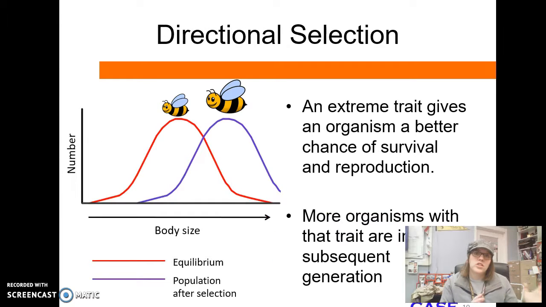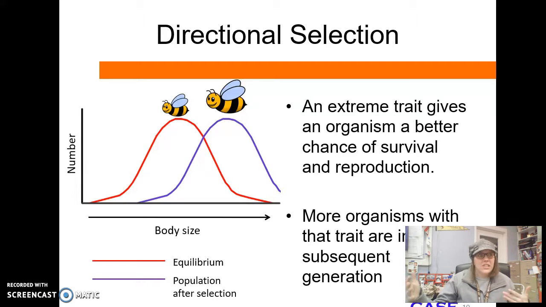The next type is directional selection. Directional selection is where an extreme trait, for whatever reason, now makes an organism more successful. So for our bee example here, let's say something happened in their environment, and now suddenly it is a big advantage to be a big bee. Maybe a new predator came in, and it can fit all the average bees and the little bees into its mouth, but it can't fit the big bee in its mouth. Suddenly, big bees are going to survive over the other sizes, right?